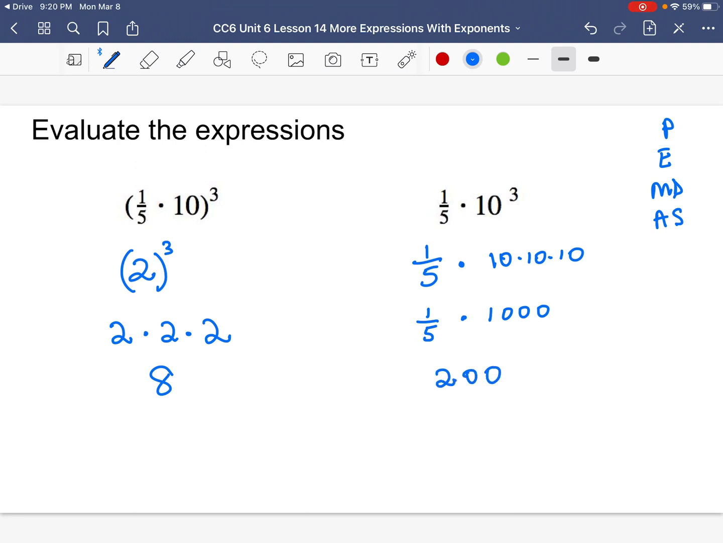So you can see that even though these two expressions are very similar, the parentheses makes a big difference. When you work on the parentheses first, you get an answer of 8, and when there's no parentheses, the solution is 200. So be careful to follow the order of operations.